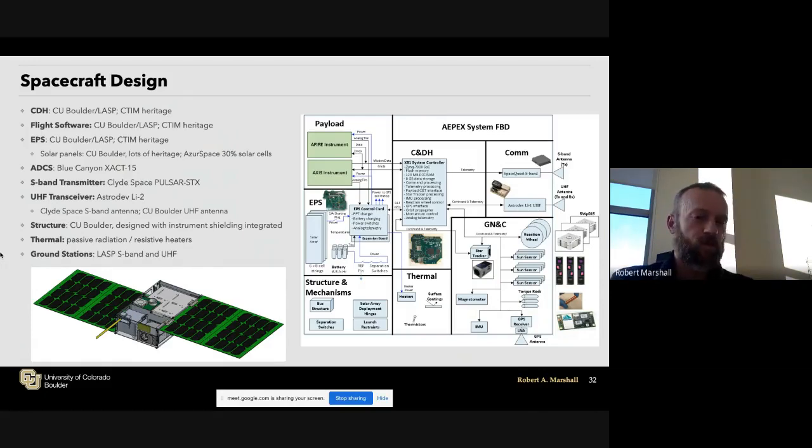There's a few off-the-shelf components. We buy radios from Clyde Space or other sources. We use the attitude determination and control system from Blue Canyon, which has become sort of the de facto standard now. But LASP is developing their own command and data handling flight computer, power system, solar panels, software, structure, of course, and then the ground station. And so the takeaway is that most of the development of this spacecraft is being done by LASP, and that provides a lot of confidence that this is going to be successful, because we're not the first one that they've built. They've built quite a few in the past, actually.